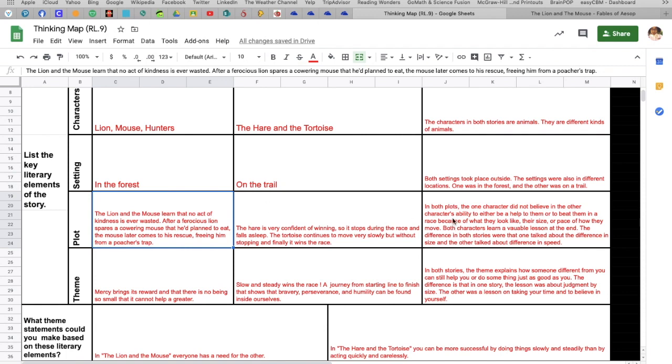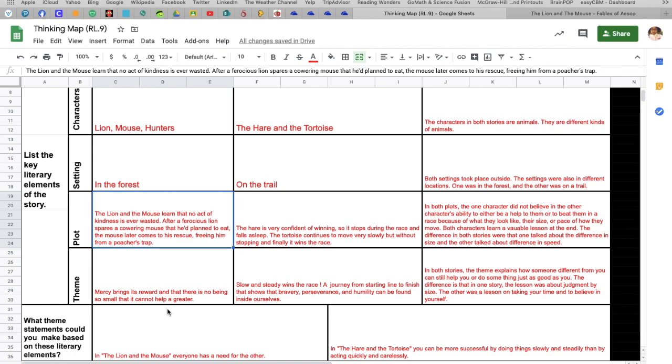So, if I compare both of these plots, the plot in both stories is that one character did not believe in the other character's ability to either be helped or to beat them in a race because of what they look like, their size, or pace of how they move. Both characters learned a valuable lesson at the end. The difference in both stories was that one talked about the difference in size and the other one talked about the difference in speed. So what about the theme?